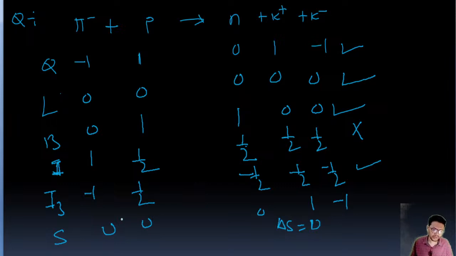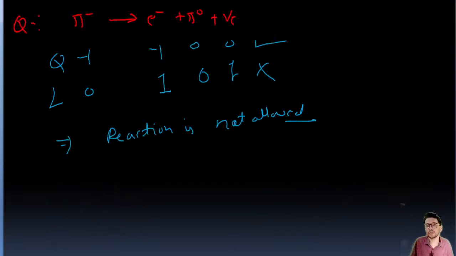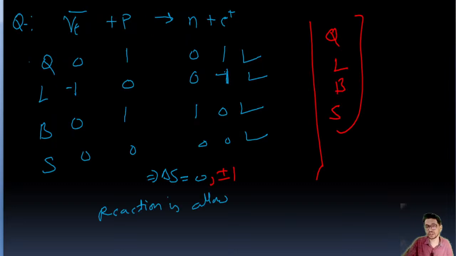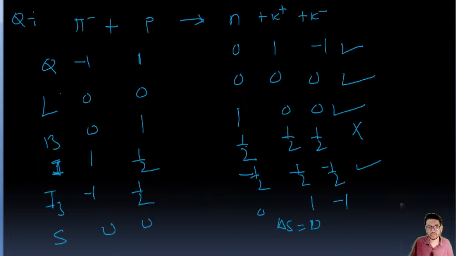In this question we just need to check whether this reaction is allowed or not. I have already told you, for checking whether a reaction is allowed or not, we just need to check 4 things: Q, L, B, S. That's all. Here Q, L, B, S are conserved, right? So this reaction is allowed. We don't need to check I and I3.